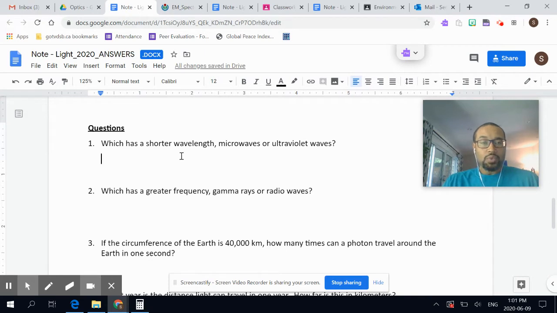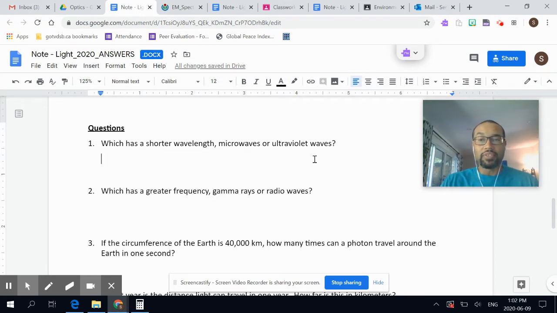First question asks, which has a shorter wavelength, microwaves or ultraviolet waves? And before I answer that, let me just reiterate a point that hopefully you got when you looked at that video and read through that note. And that's that all of these types of waves, from radio waves to microwaves, ultraviolet waves, all the way to gamma waves, they are all different types of light. So all of those things are light.